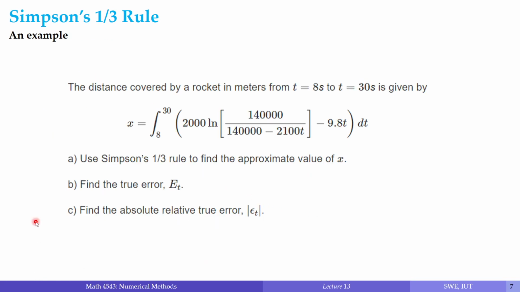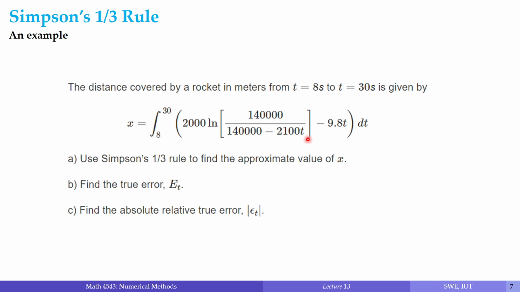Let me switch back to the laser pointer. Let's try to solve an example using the Simpson's 1 by 3 formula that we have just derived. The example is very simple. Let's ignore this integration sign for now. This whole function over here is the velocity function of a rocket. The rocket follows this behavior of this function when it is launched from, say, a station to space.